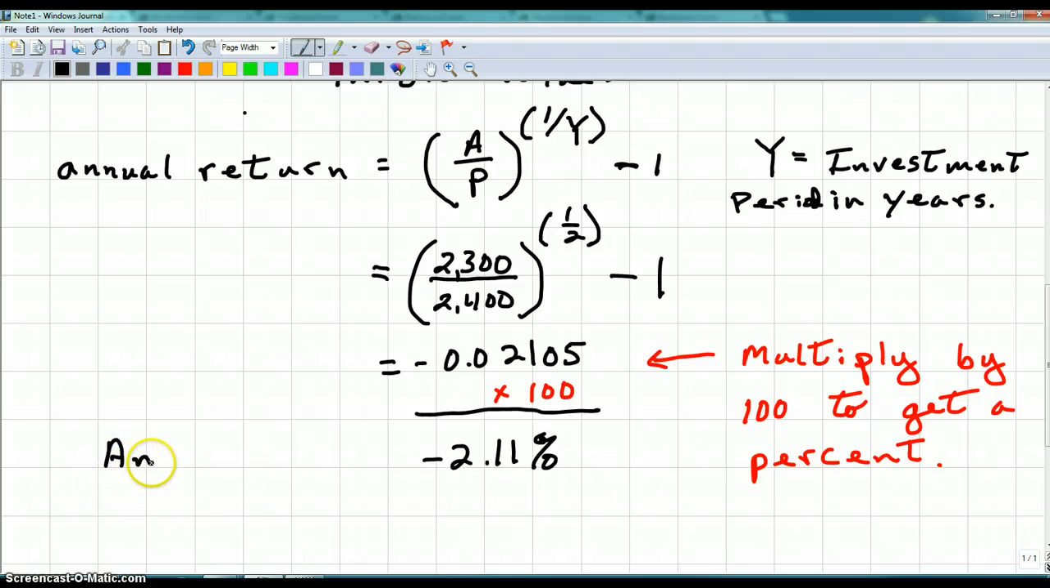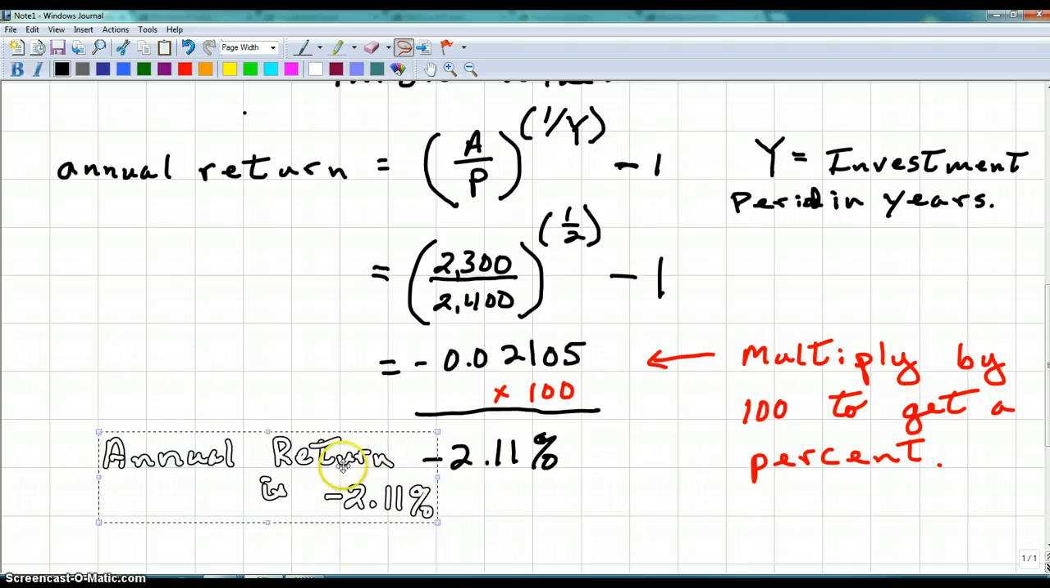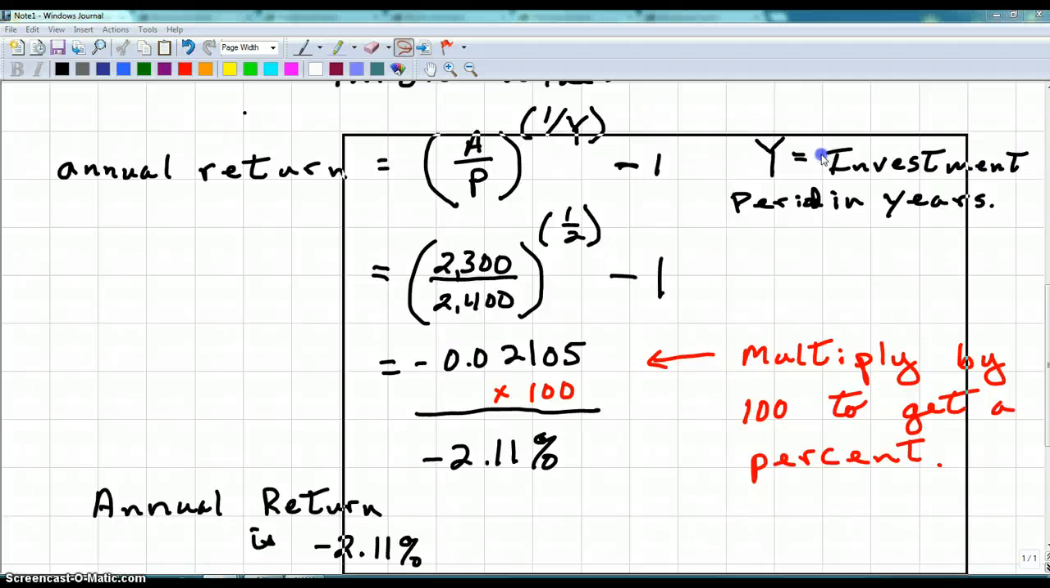So the annual return is negative 2.11%. And that's over the course of 2 years. So don't forget that this is 2 years. Now let's go ahead and bring the calculator in.